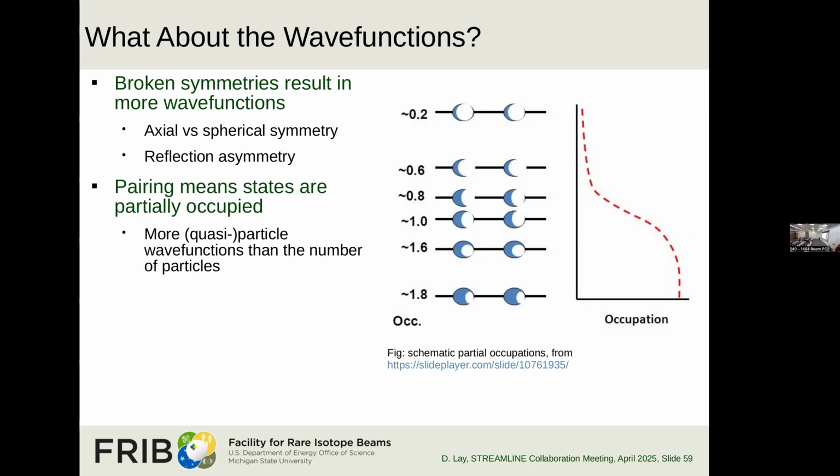But it gets worse. We're doing HFB theory. We're including pairing effects. And that means that the states are partially occupied. So you see an occupation distribution that looks a little bit like this. So even when you're well above the Fermi energy, a lot of the wave functions still contribute and you have to keep track of them. So this means you actually have more quasi-particle wave functions you need to track than you have nucleons in your system.